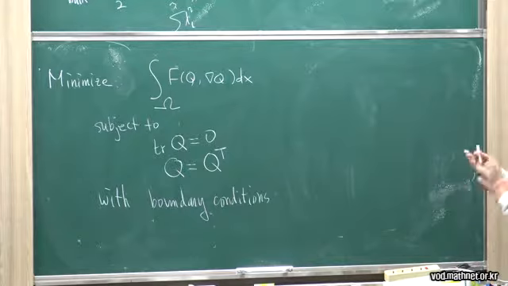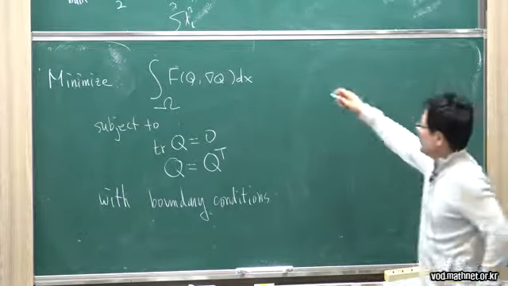And then why do we use this Q instead of N? So here's a remark.